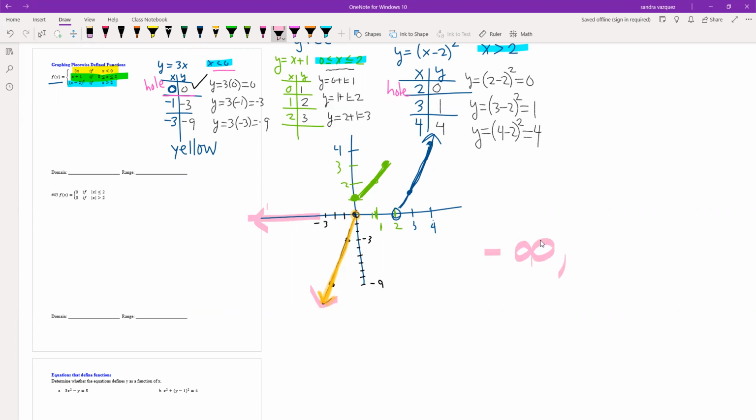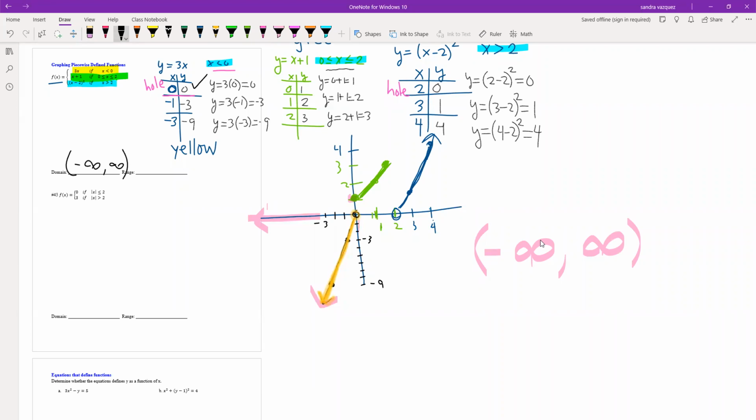And then where does it stop? Okay, well, we have a hole, but then this one's included. The green part is included on that same 0 part. Okay, so then it never stops. So your domain is all real numbers. Okay. Your domain is negative infinity to infinity.